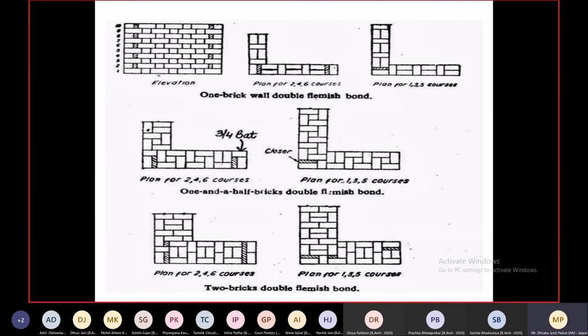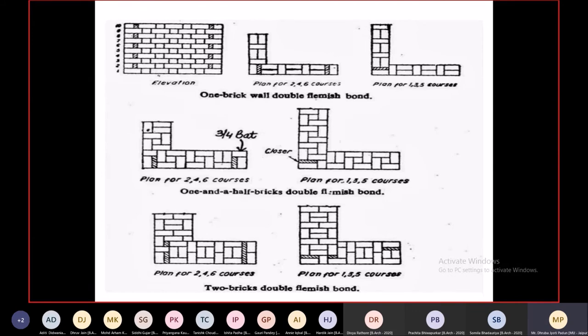So what it means is, if I have to construct a half brick wall, we cannot have Flemish bond. If I have to construct a half brick wall, I have to go for stretcher bond. Then in case of a full brick wall, we can go for Flemish bond, we can go for English bond, as well as we can go for header bond. So based on the thickness of the wall as well as the elevation pattern, we can select all these different types of brick bonds.